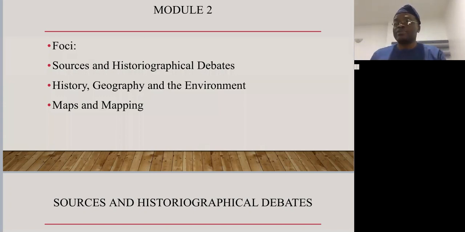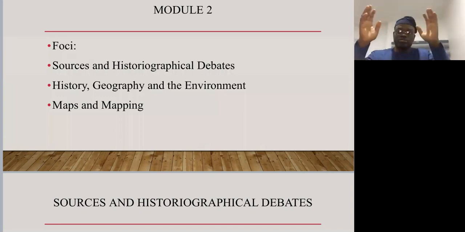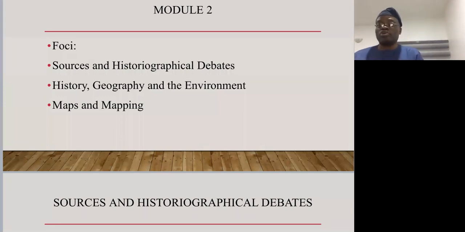But today we are focusing on yet another topic. As highlighted, we will look at sources and the historiographical debate. We will look at history, geography, and the environment. And what exactly is the connection and the relevance of this as we study migration and globalization in the context of peace studies and conflict resolution, which is the degree pathway for all of them.